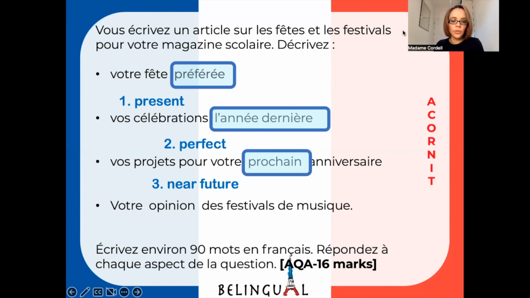Okay, so near future. And bullet point 4 is your opinion. So this is your opinion today. So you're going to start by using the present tense. So it's not numbered because we've already used it in the first paragraph. So now we've got our 3 tenses, and that's how we are going to start our paragraphs.